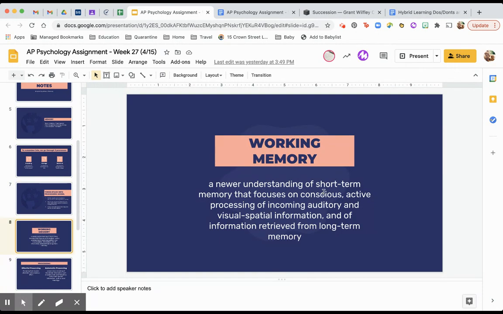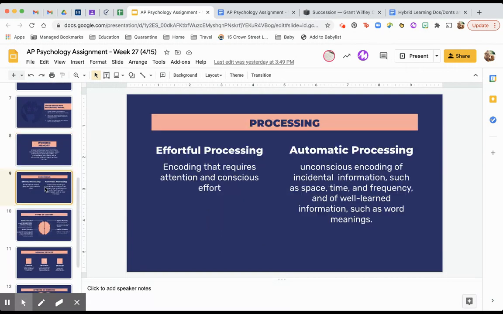So some people said, I think short-term memory isn't the right way to say it because that makes it sound like it just is, it's there and then just disappears. And that's not exactly what's happening. So some people said, let's call it working memory. And this is a newer understanding of short-term memory that focuses on conscious active processing of incoming auditory and visual-spatial info, meaning sound and images, and info retrieved from long-term memory. So they're saying it's actually going through, like we're processing it. There's active stuff going on here. And sometimes not all of it gets into long-term memory, but some of it does. So that's working memory. It's working.